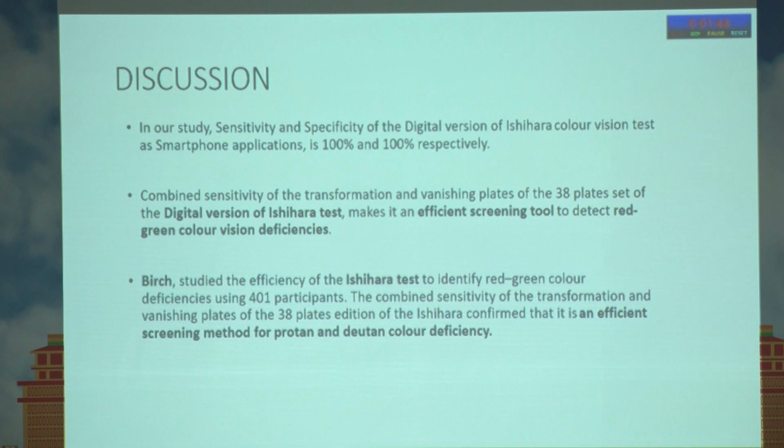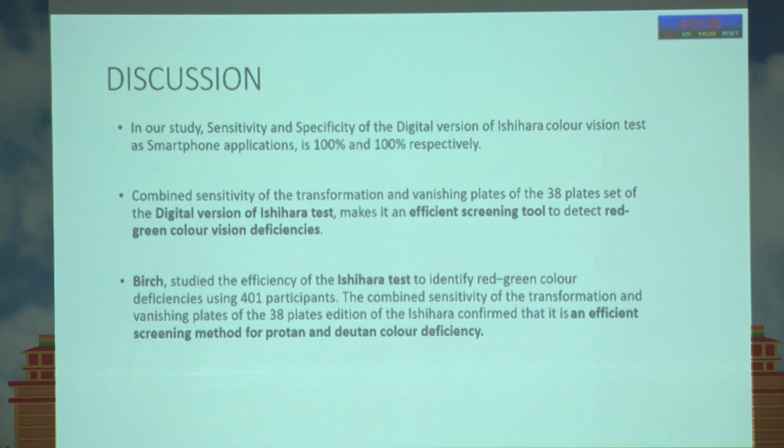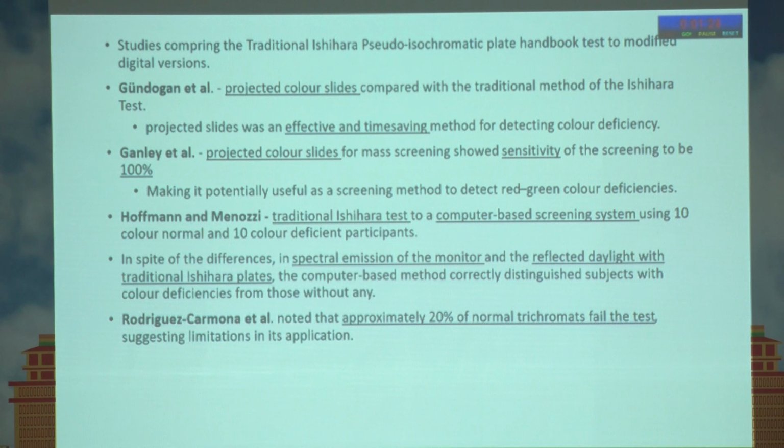In our study, the sensitivity and specificity of the digital version of Ishihara as compared to the handbook is 100% and 100% respectively. The combined sensitivity of transformation and vanishing plates in the digital version of Ishihara makes it an efficient screening tool for red-green color vision deficiencies. In several studies, like the Hoffman and Menozzi study, the traditional Ishihara test was compared to a computer-based screening system. Both were efficient; even with the spectral emission of the monitor and reflected daylight with traditional Ishihara plates, they correctly distinguished subjects with color deficiencies from those without any.